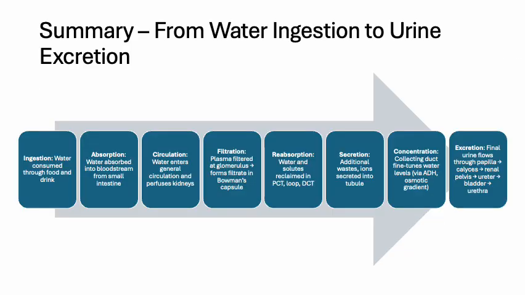The journey of urine formation starts with something as simple as drinking water. After ingestion, water is absorbed through the walls of the small intestine into the bloodstream. It circulates throughout the body and eventually reaches the kidneys. There, plasma is filtered into the glomerulus, forming a raw filtrate. Useful substances, including much of the water, are reabsorbed as the filtrate moves through the tubules. Additionally, waste is secreted and the final urine is concentrated based on hydration status. The result is excreted through the urinary tract, completing the cycle.